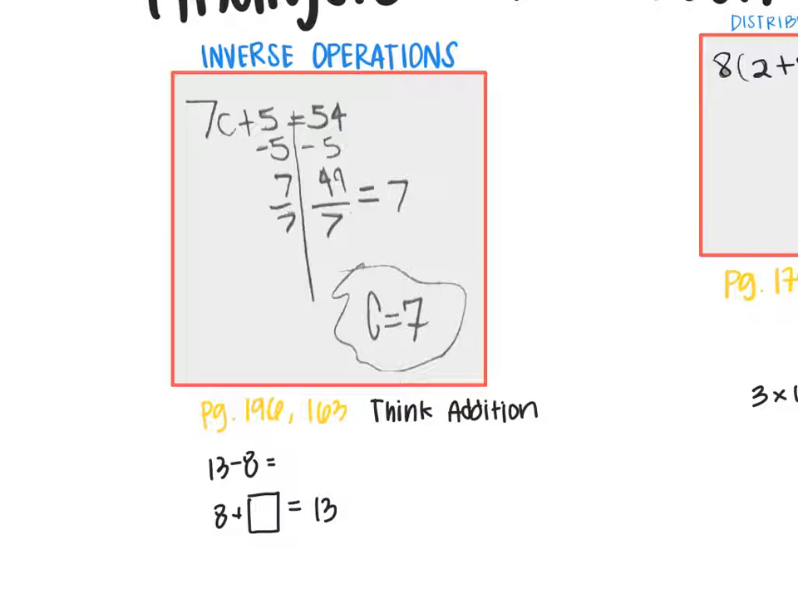the subtraction section. It talks about think addition, where if you think 13 minus 8 equals blank, instead of thinking subtraction, think addition. What plus 8 equals 13, which would help understand why we do the opposite of what it's doing to the variable. So for instance, 8 plus blank equals 13, we would do the opposite. 13 minus 8 equals blank.